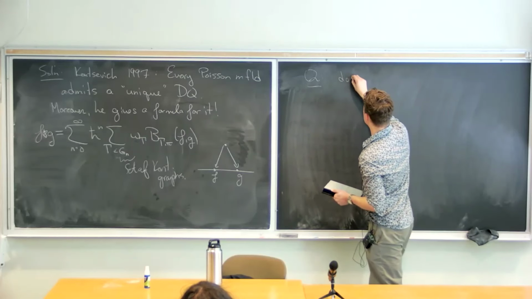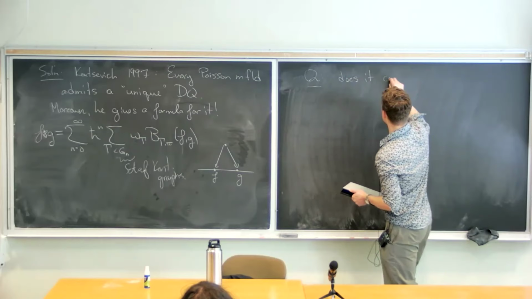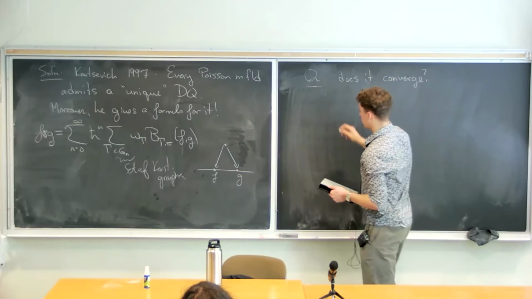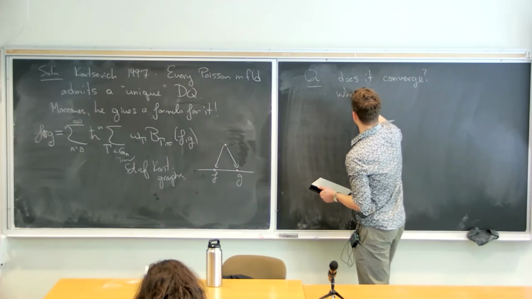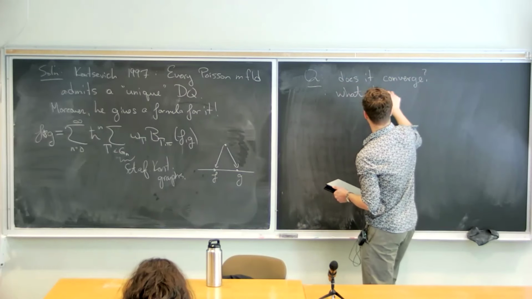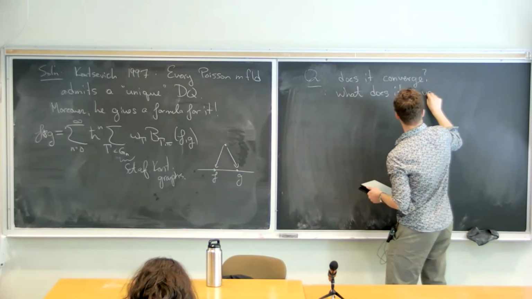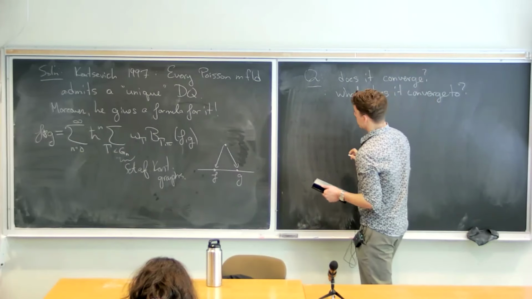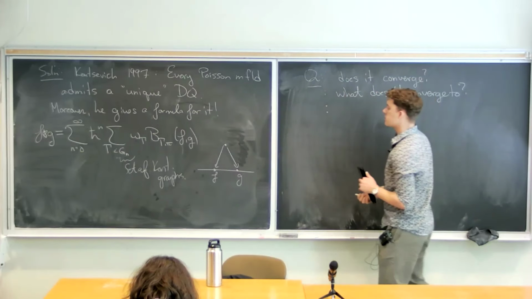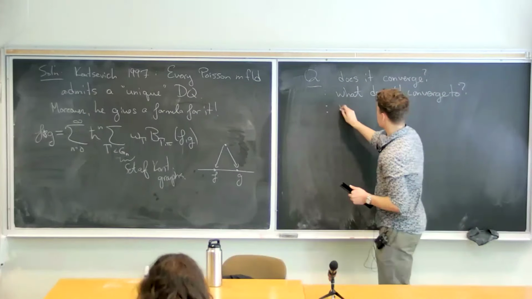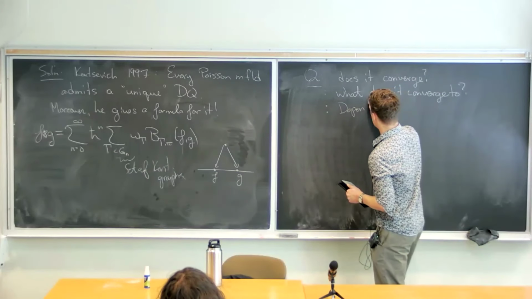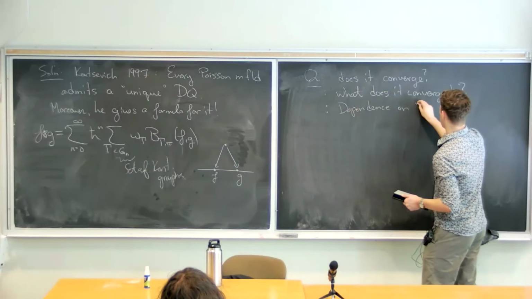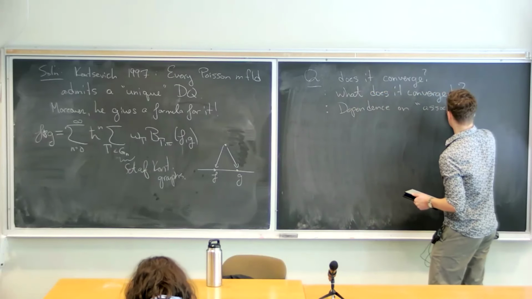First question is, does it converge? Another question would be, what does it converge to? If not, could we do some resummation or something like this? And then there's one other more subtle thing, which is dependence on a certain choice you have to make, which is called an associator.